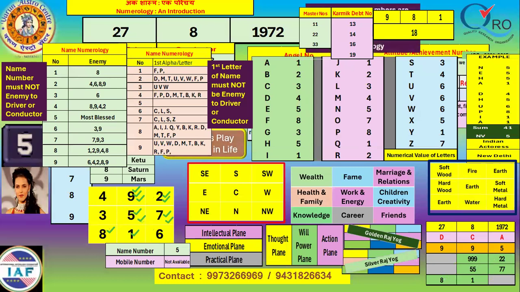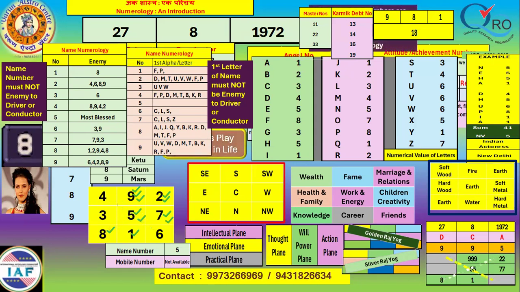So for one, if it is either driver or conductor, this is for both. So for number one, if it is in driver or conductor, 8 is the enemy number; for 2 it is 4, 6, 8, 9, and so on. And the first alphabet must not be as shown here. Just giving an example, if driver is 1 and conductor is 1, then the native's first name letter must not start with F or P. And similarly, all these numbers are shown here.